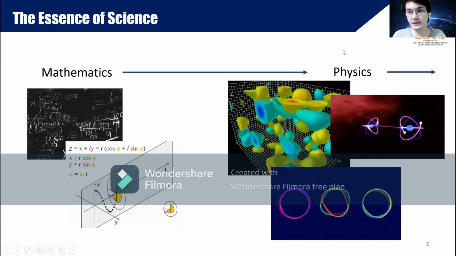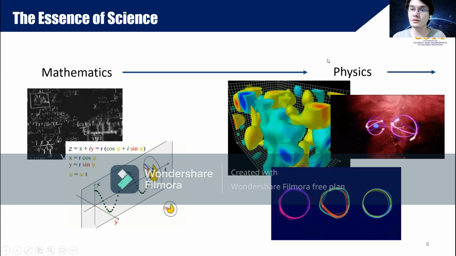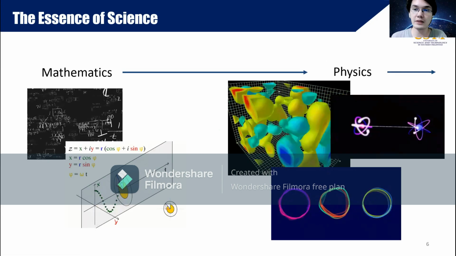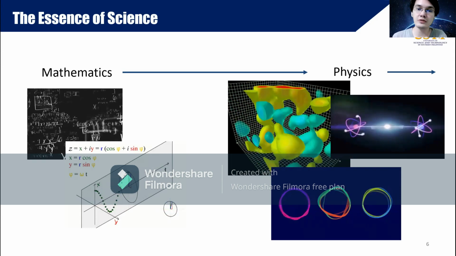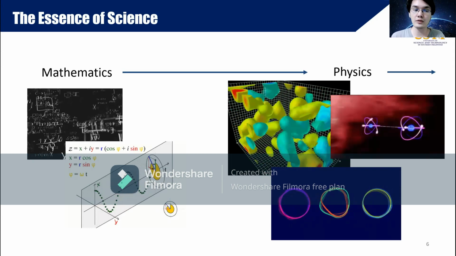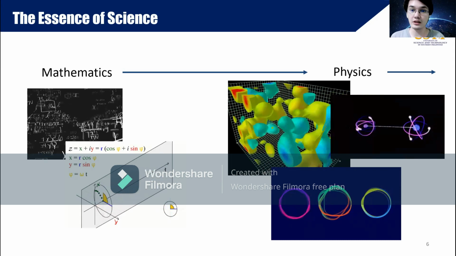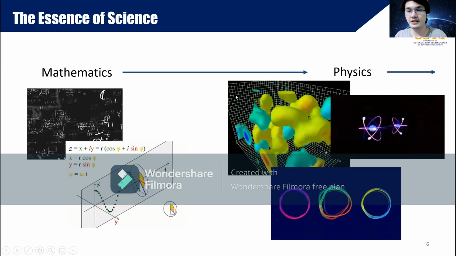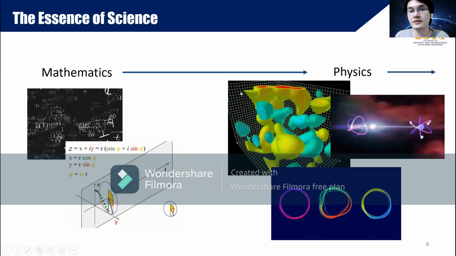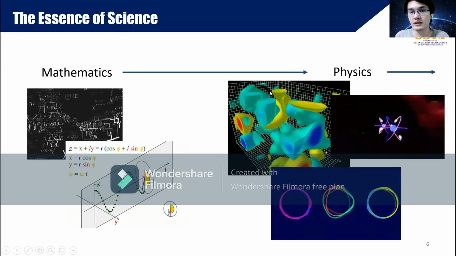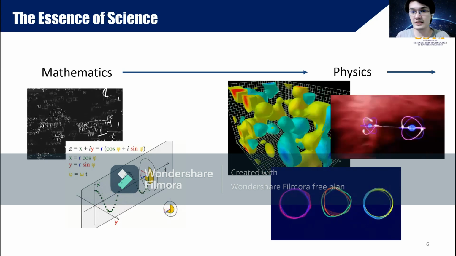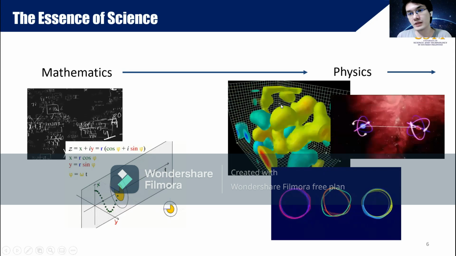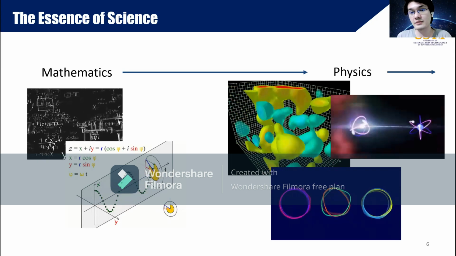Then we move on to physics, which makes use of the mathematical properties of things. So we use them to interpret how things interact with each other. For example, here we have the atom. An atom essentially is made up of empty space, but at a quantum level, it is not actually empty.